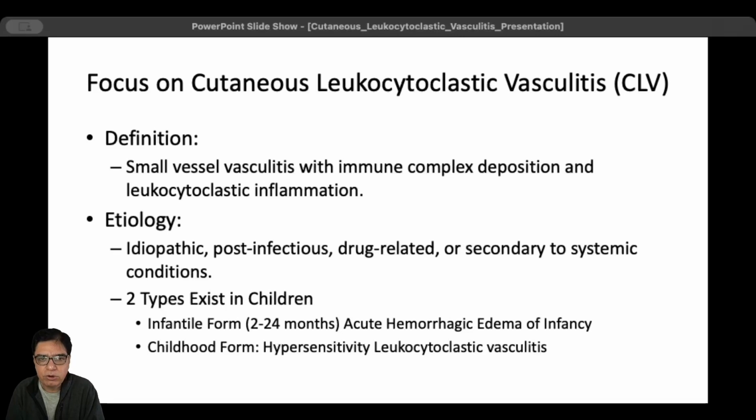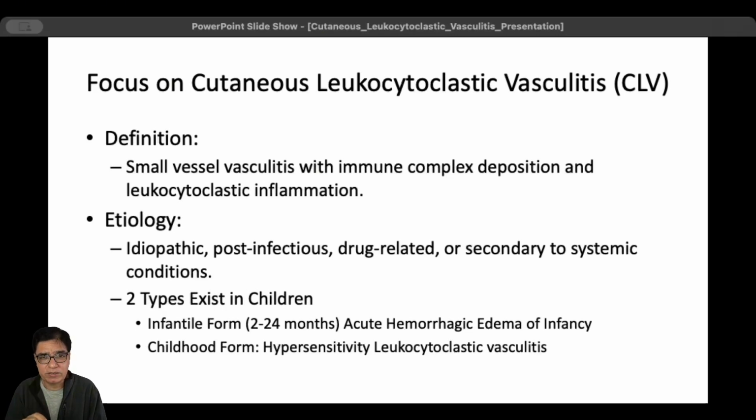Idiopathic means maybe your genetic predisposition is such that for some reason your immune system just goes haywire, starts attacking your own cells. It could be sometimes post-infectious as well, especially associated with certain types of viruses, secondary to Epstein-Barr virus, secondary to hepatitis B and C virus, secondary to HIV virus, secondary to certain types of atypical organisms like mycoplasma. It could be drug related, especially cephalosporins can be associated with this, or it might be secondary to certain other systemic inflammatory conditions.